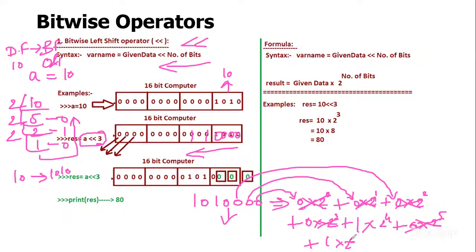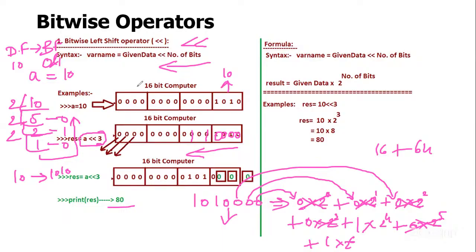The only 2 portions that I have to add is, this will be 16 and the other one will be, what is 2 power 6? 2 power 6 is 64, guys. 2 power 4 is 16, 2 power 5 is 32, 2 power 6 is 64. When you add both, you'll get the output as 80. So this is how bitwise left shift operator works.